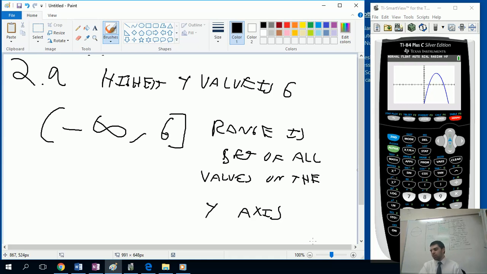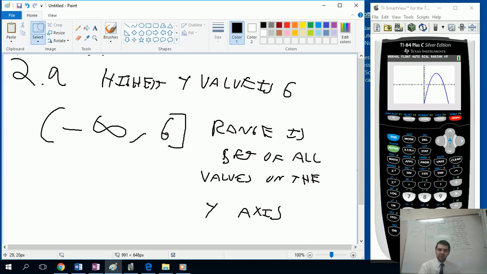Additionally, you can know the parabola opens down based on the fact that you have negative (x minus 4) squared, and then you know that the y value of its vertex is 6. So you can solve it that way as well.